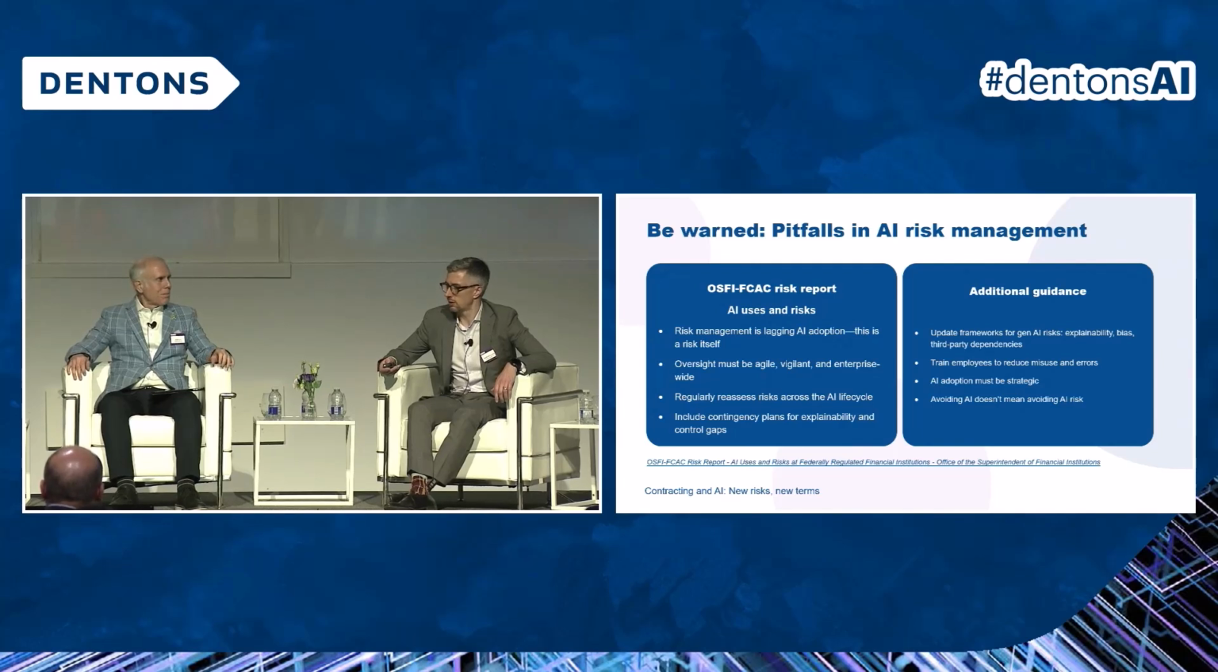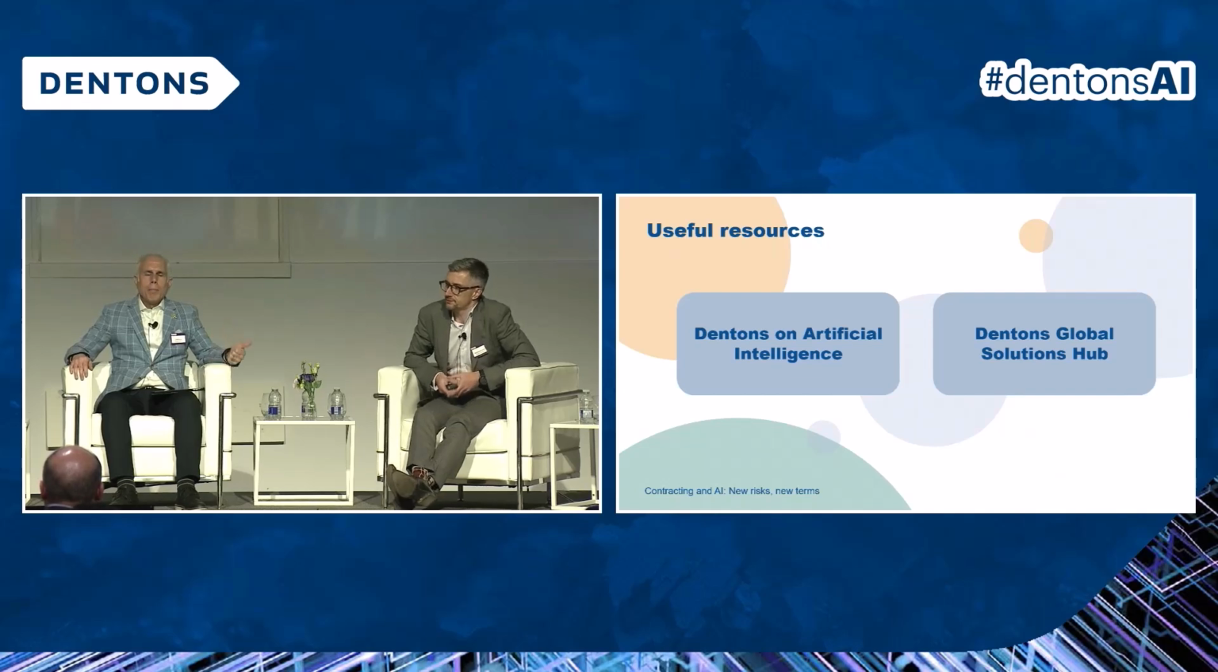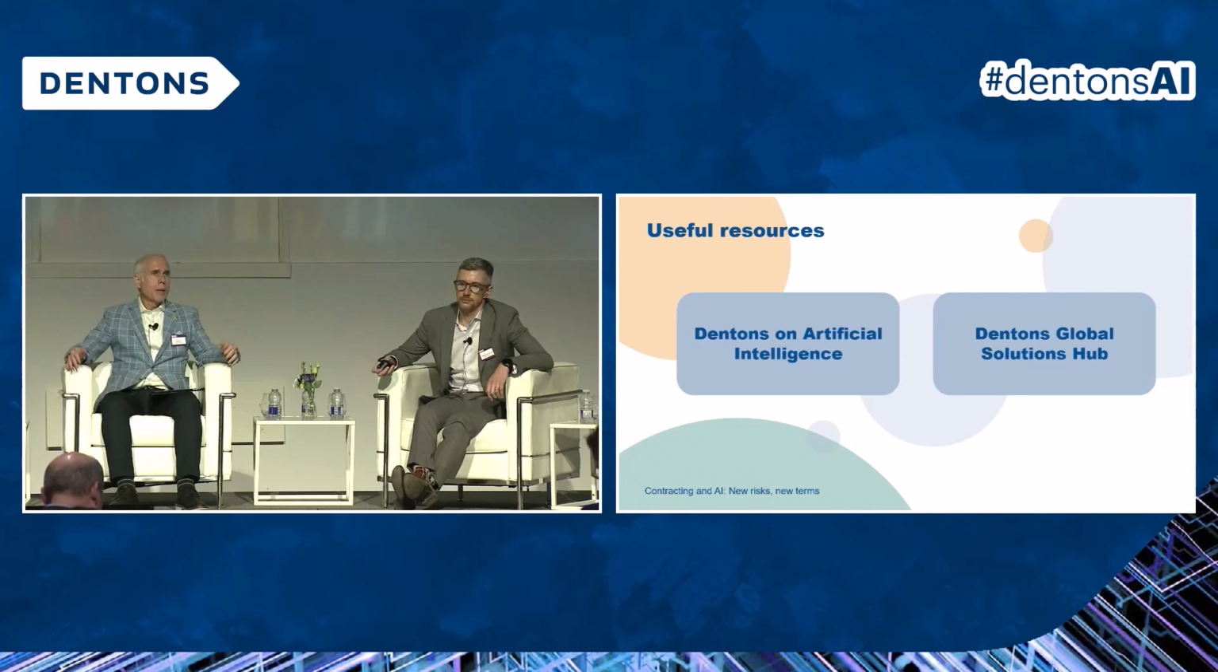So just to summarize and recap, it's very important to know the vendor and know the product that you're dealing with. Assess the risk, assess the data, and make sure your contract deals with those issues and addresses all those points so that you can protect your company and protect your customers.